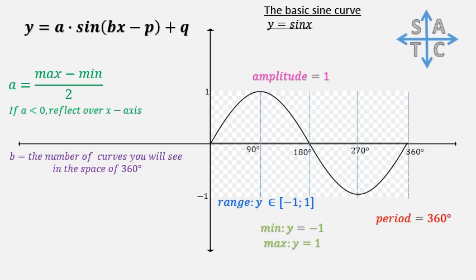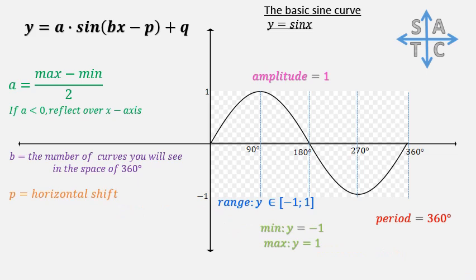B represents the number of curves you will see in the space of the normal period. So the period is 360 degrees. So B represents the number of curves you will see in the space of 360 degrees. And if you'd like to jot down the definition of what a period is, it's the number of degrees through which the curve flows before it begins to repeat itself.